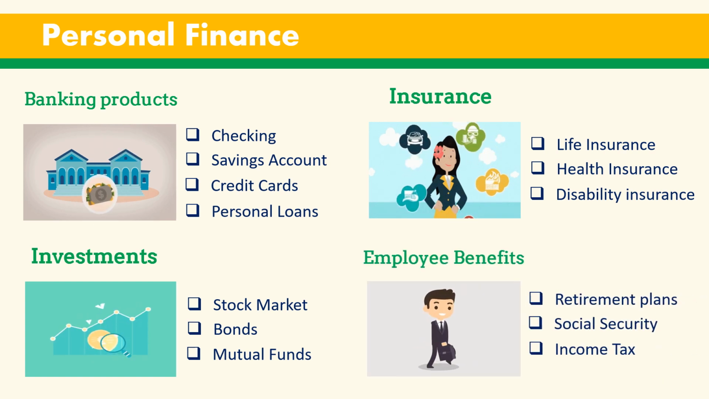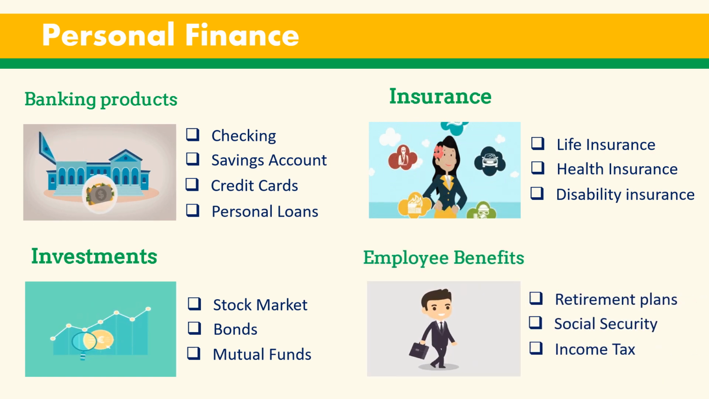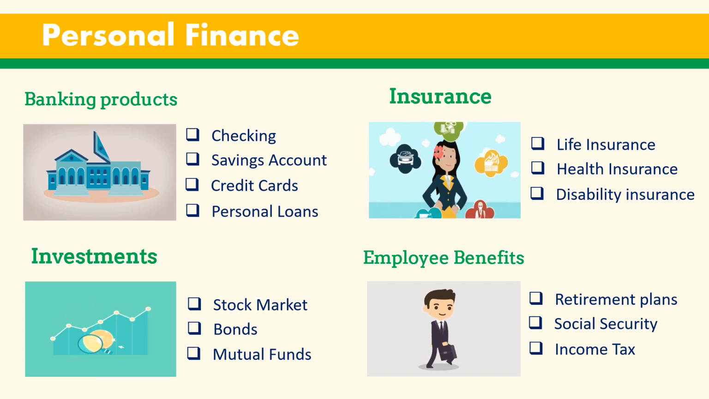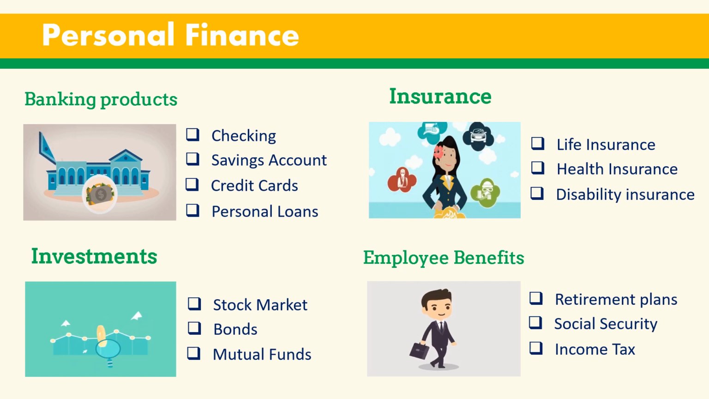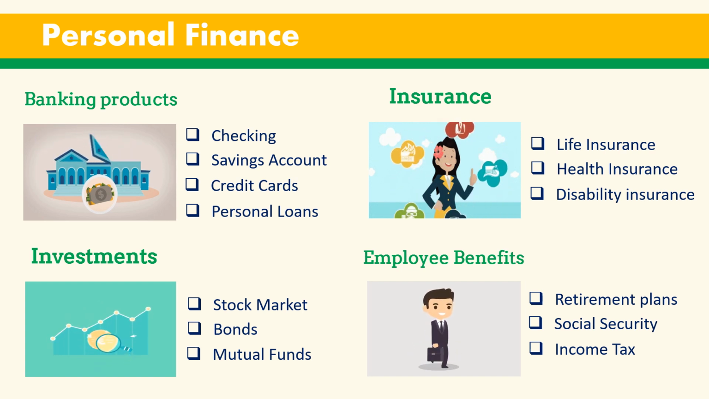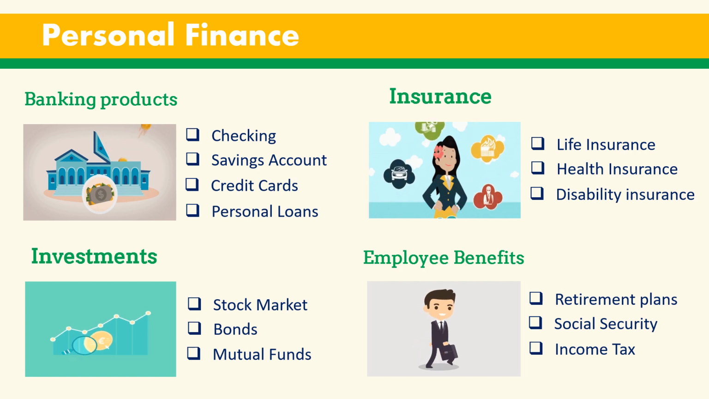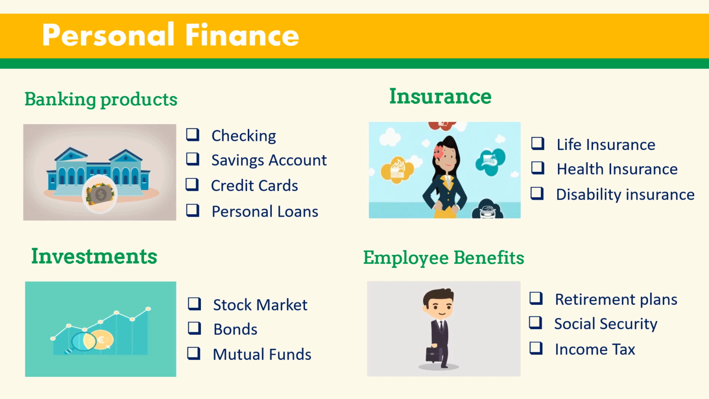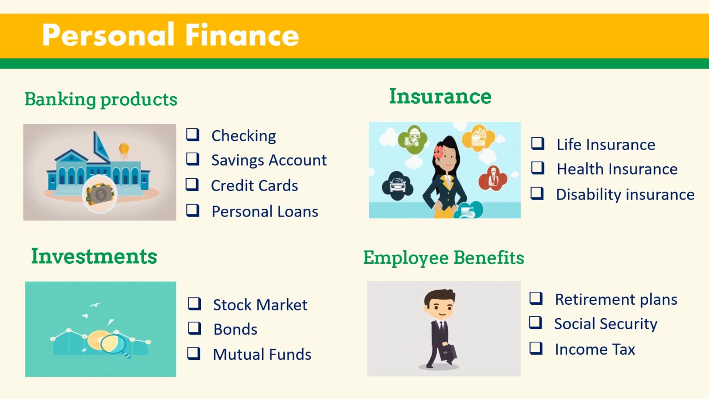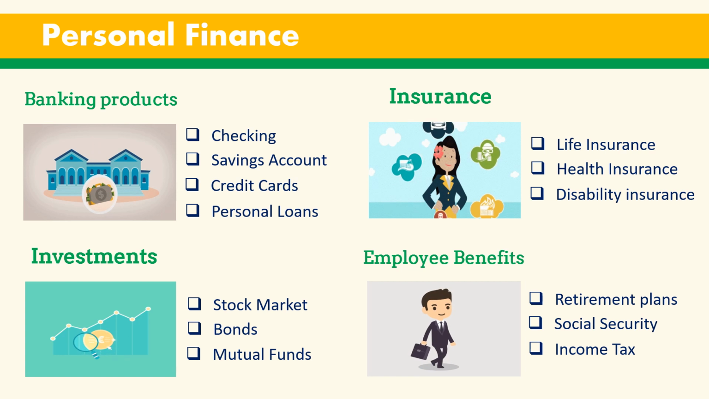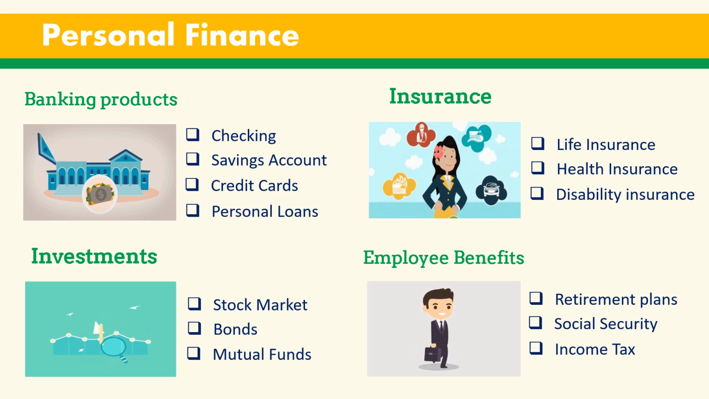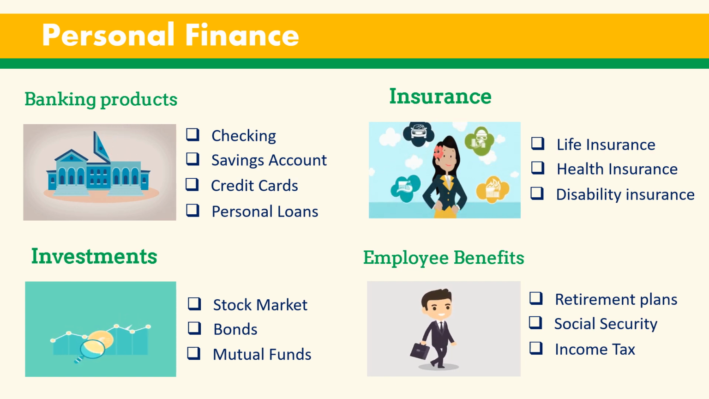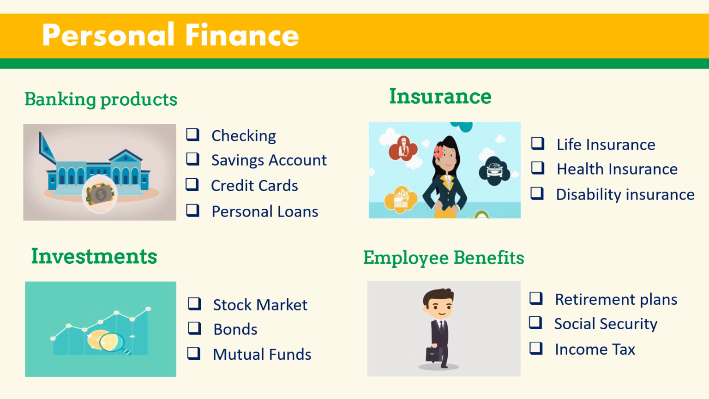Employee benefits. Whenever you join a company, there will be some benefits for you, like retirement plans, such as a provident fund and a retirement pension, and also social security and income tax. All these things come under employee benefits. These are a few ways a person can finance himself or herself. This is a vast subject, so we're going to stop it here.